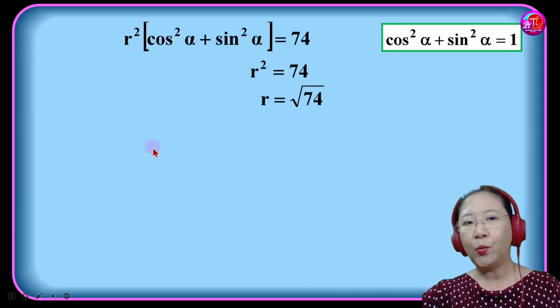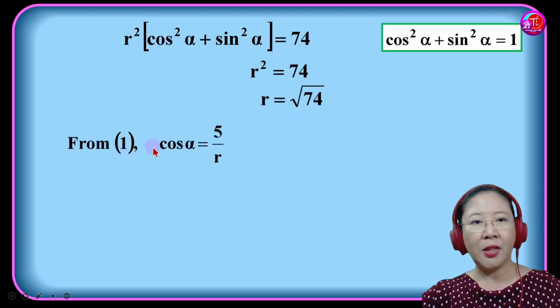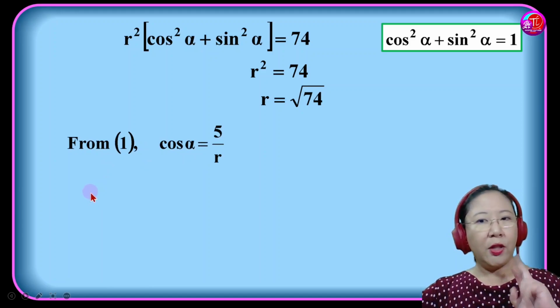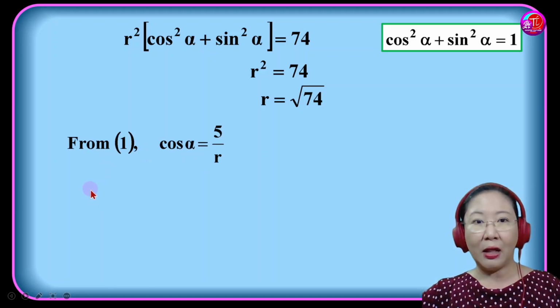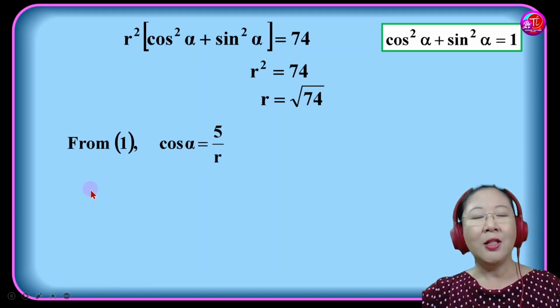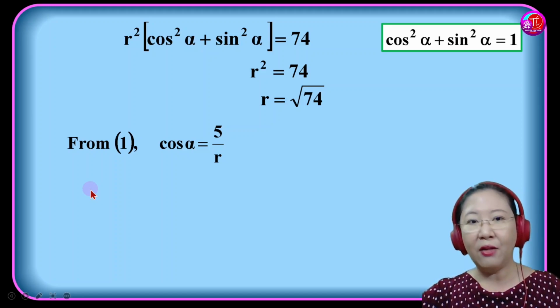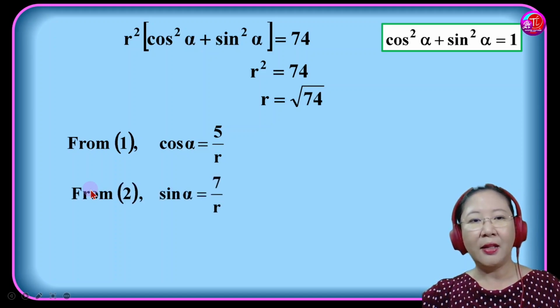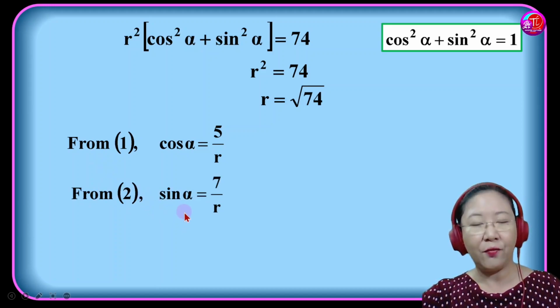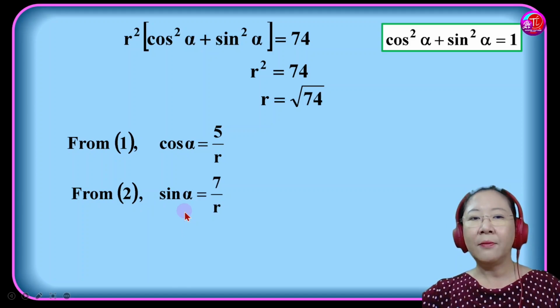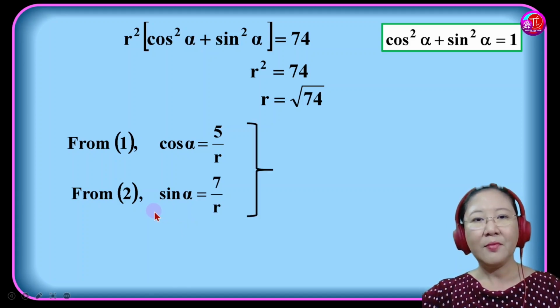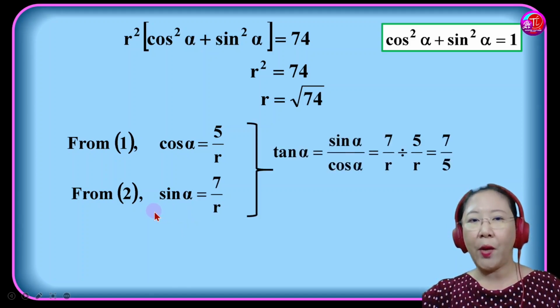Okay, I'm not going to put the plus minus there either. Then I'm going to go for the second part, which is where I need to calculate the alpha. So this is cos alpha equals 5 over r, and then from the second equation, sine alpha equals 7 over r. I will take these two equations and create my tangent.